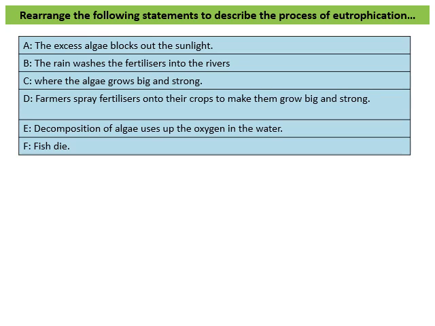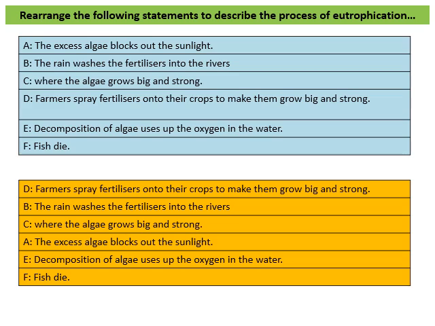So here you've got some sentences to get that process of eutrophication into your books. You need to put them into the right order. So if you want to pause here and do so. And here's the correct order. So make sure you've got that in the right order to explain eutrophication. And this is an impact on the environment of commercial farming.